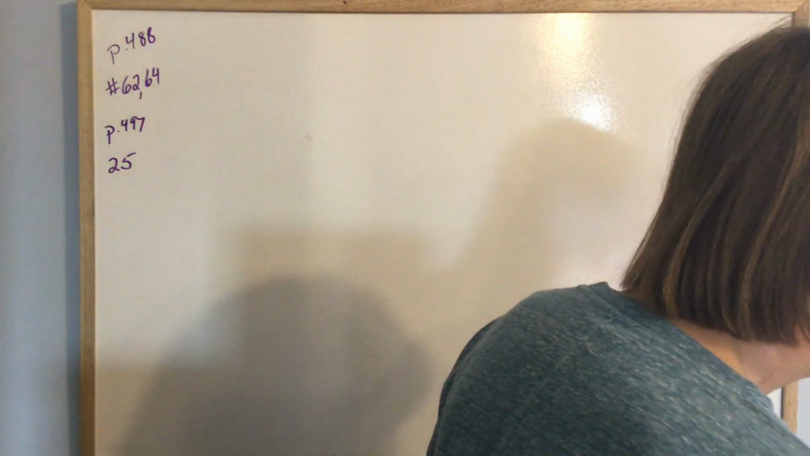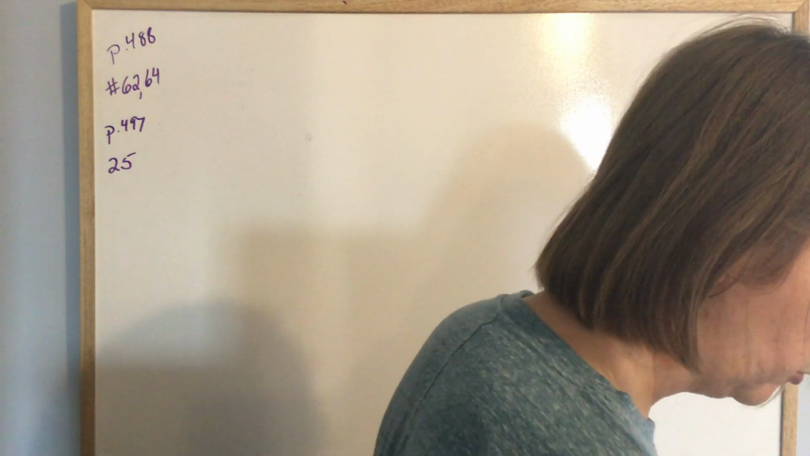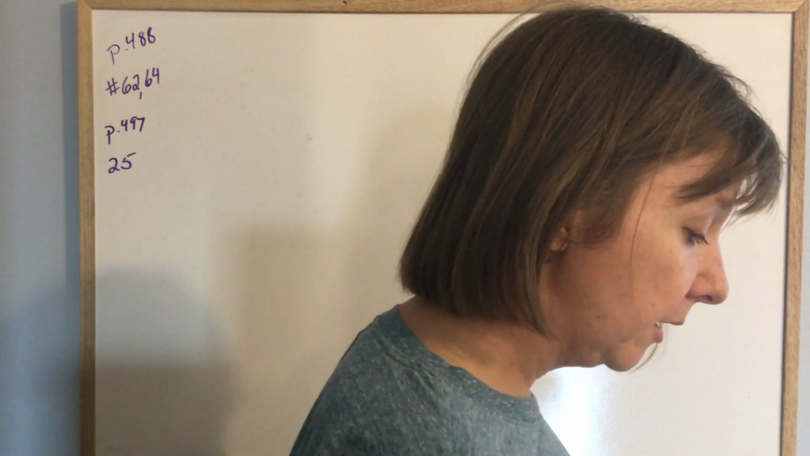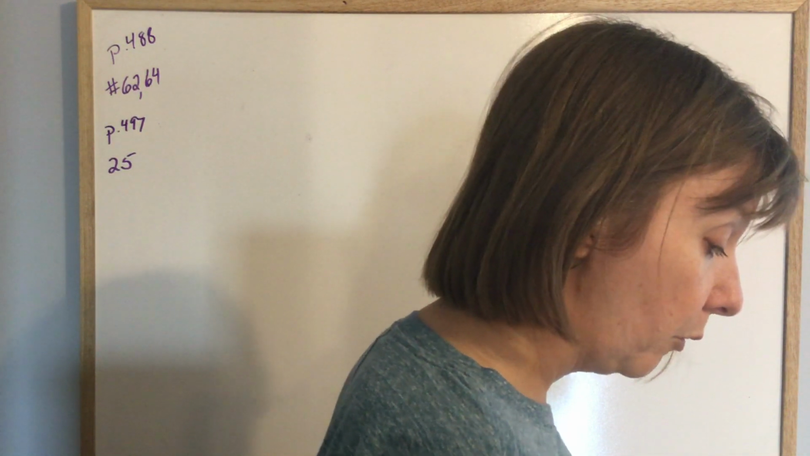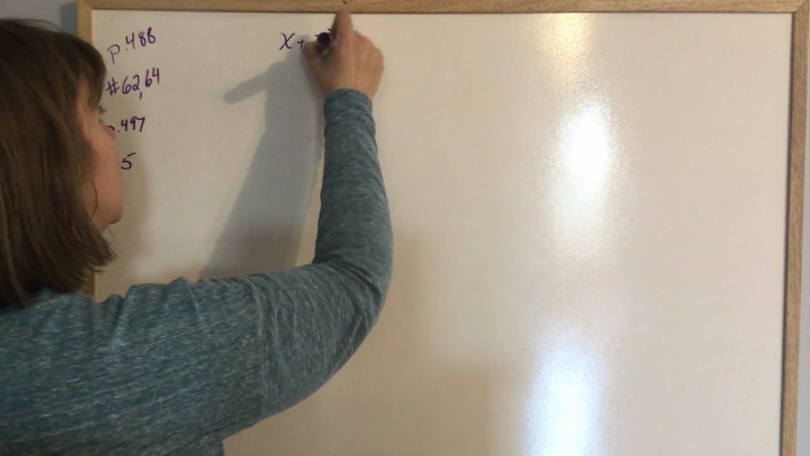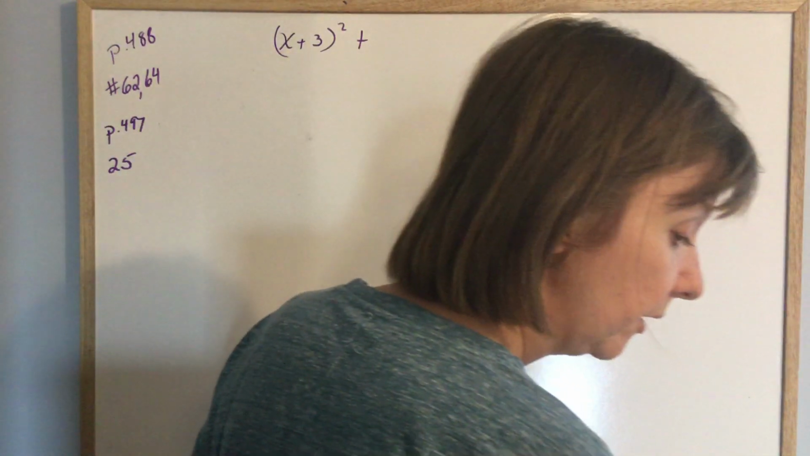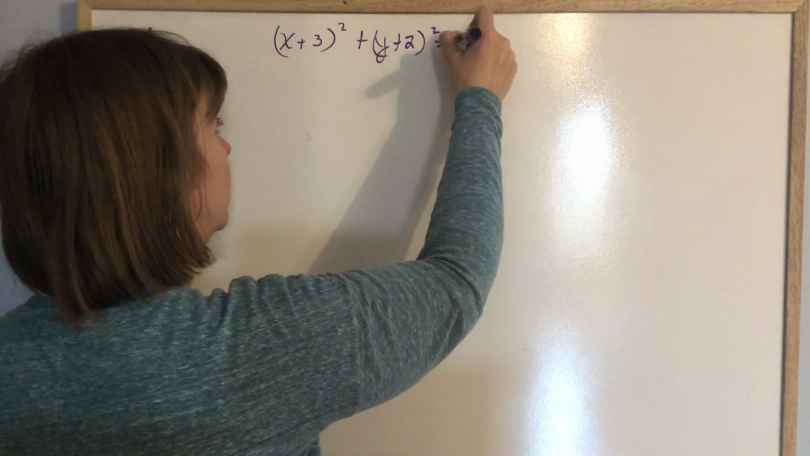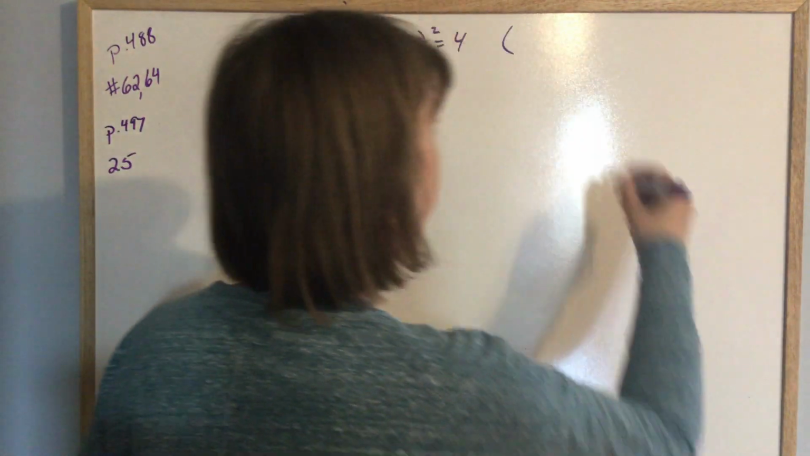All right. So page 488, number 62 says, find the exact length of a tangent to the given circle from the given point and express radical answers in simplest radical form. So (x + 3) squared plus (y + 2) squared is equal to 4, and the external point is (-5, 2).